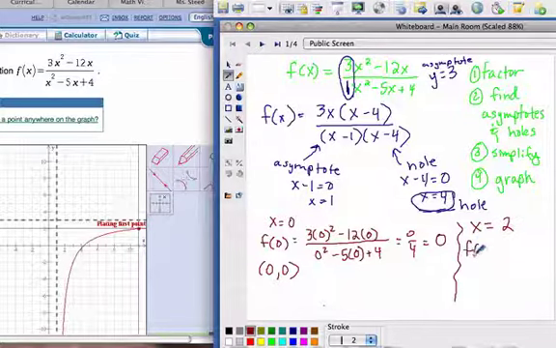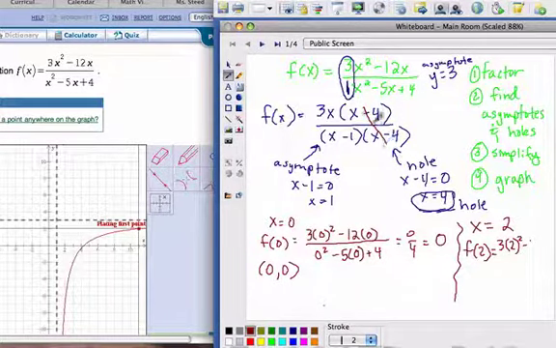So we plug that in, f of 2 equals 3 times 2 squared minus... I really probably should have just plugged it into the simplified version, I'm sorry. So you can see if I simplify this, the x minus 4 over x minus 4 simplifies, and that gives me 3x over x minus 1.